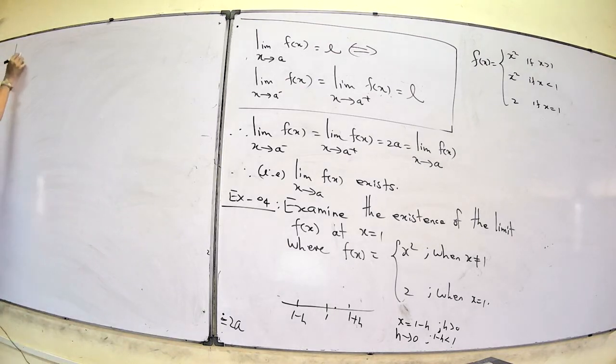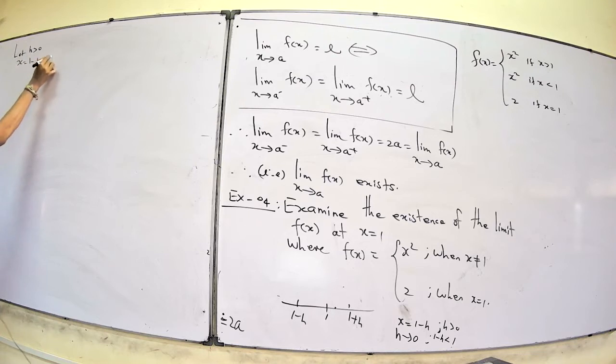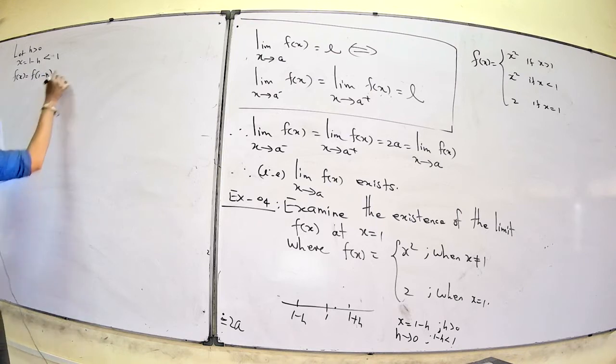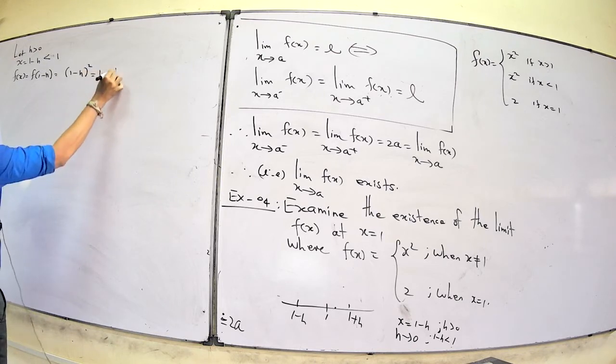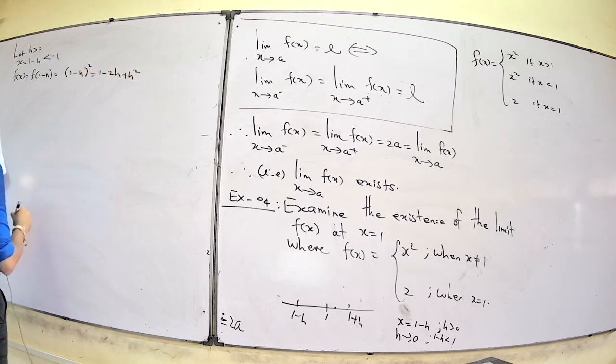Let h be positive, therefore you take x equal to 1 minus h. This is also 1 minus h, right? This one is obviously less than 1. Therefore, your function f of x equals f of 1 minus h. F of 1 minus h means (1 minus h) squared, therefore 1 minus 2h plus h squared.